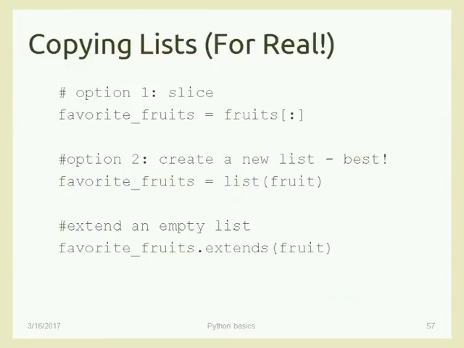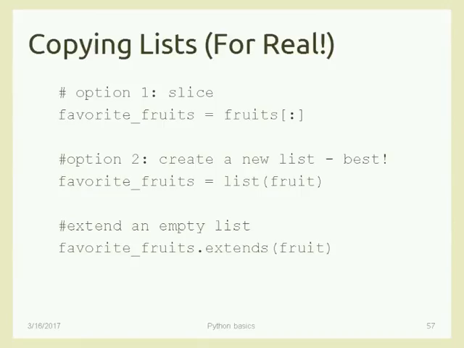You can also indicate here the numbers, starting and ending indexes of the list. You can also use the list function to create a new list. If to the list function you pass the fruit list, it will give you a full copy of this list. This is the preferred method in Python to perform a copy. The first one is okay, this is best.